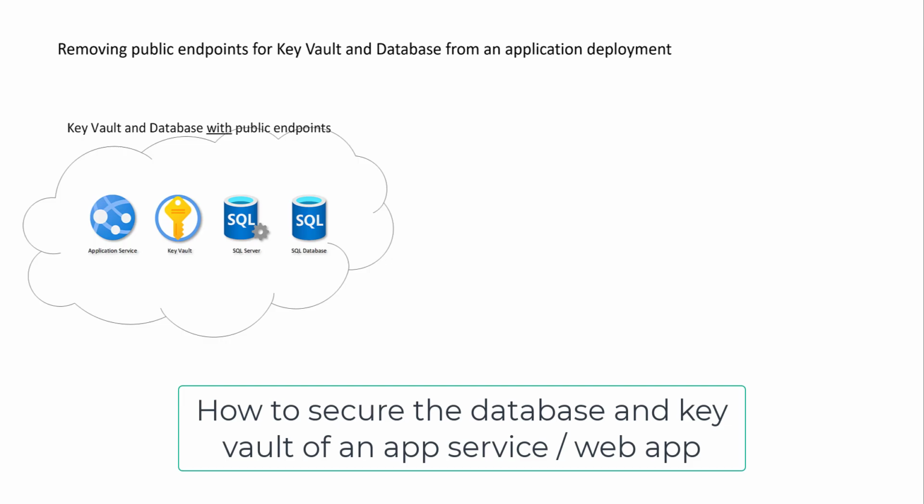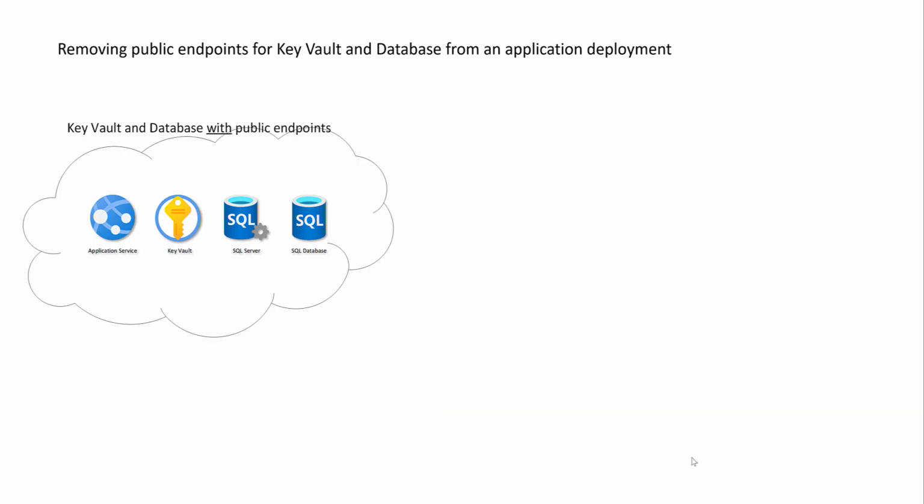And altogether that is the application. Normally, if you deploy an Azure-style application based on an app service with key vault and a database, then all the resources have public endpoints. That means that you could try to access a key vault by a public URL, try to access a SQL server or SQL database with a public URL or public address, a DNS name, IP address, and that is also what the application service does. It connects to the key vault and to the database via the public endpoints.